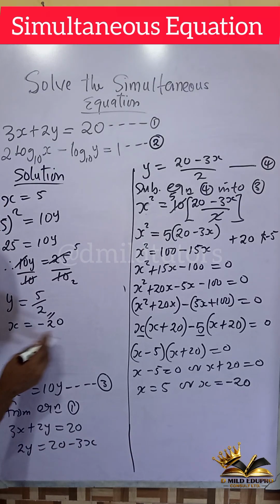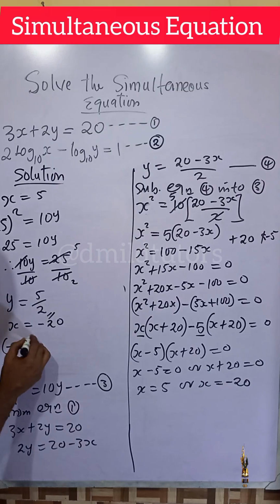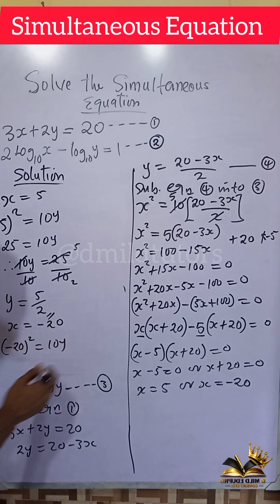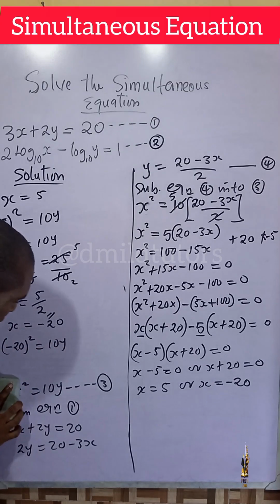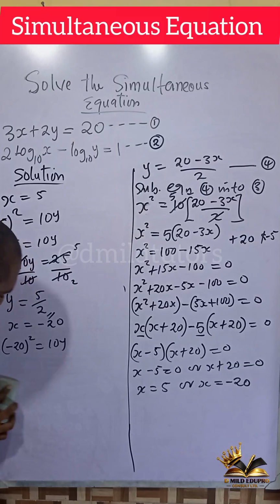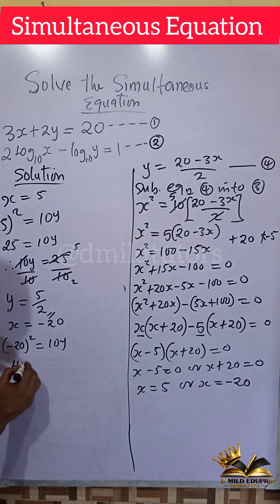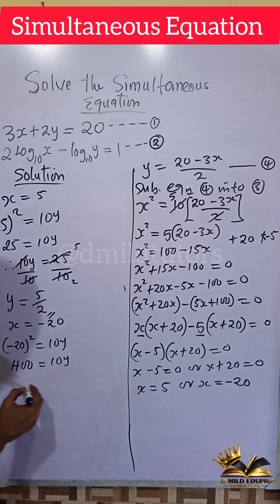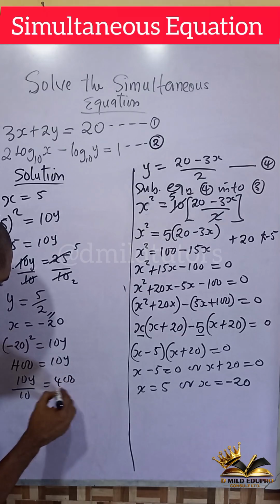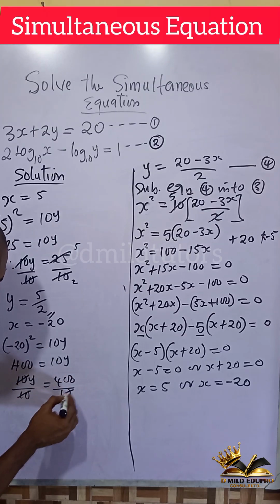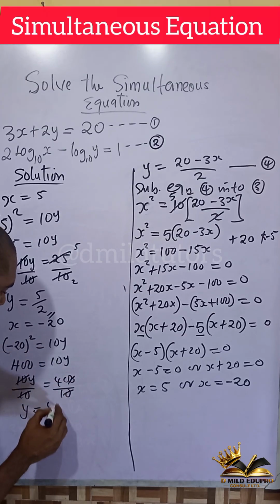So x equals minus 20, we have minus 20 raised to the power of 2 equals 10y. Minus 20 times minus 20 gives us 400 equals 10y. So we divide both sides by 10. That is 10y over 10 equals 400 over 10. This cancels. Then y will be equal to 40.